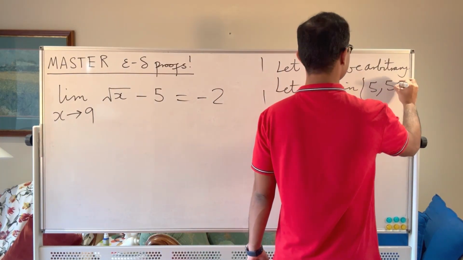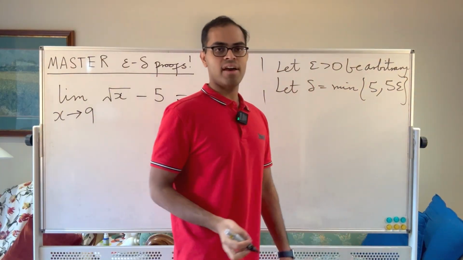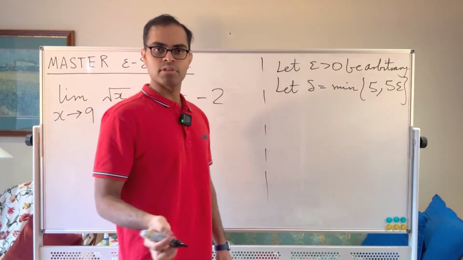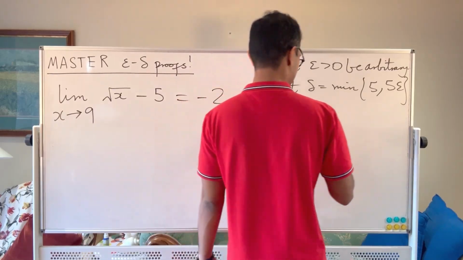It didn't really matter, as we said. It could be the minimum of 1 and 5 epsilon, that would have been fine. Or 4 and 5 epsilon, that would have been fine. So let delta be that.